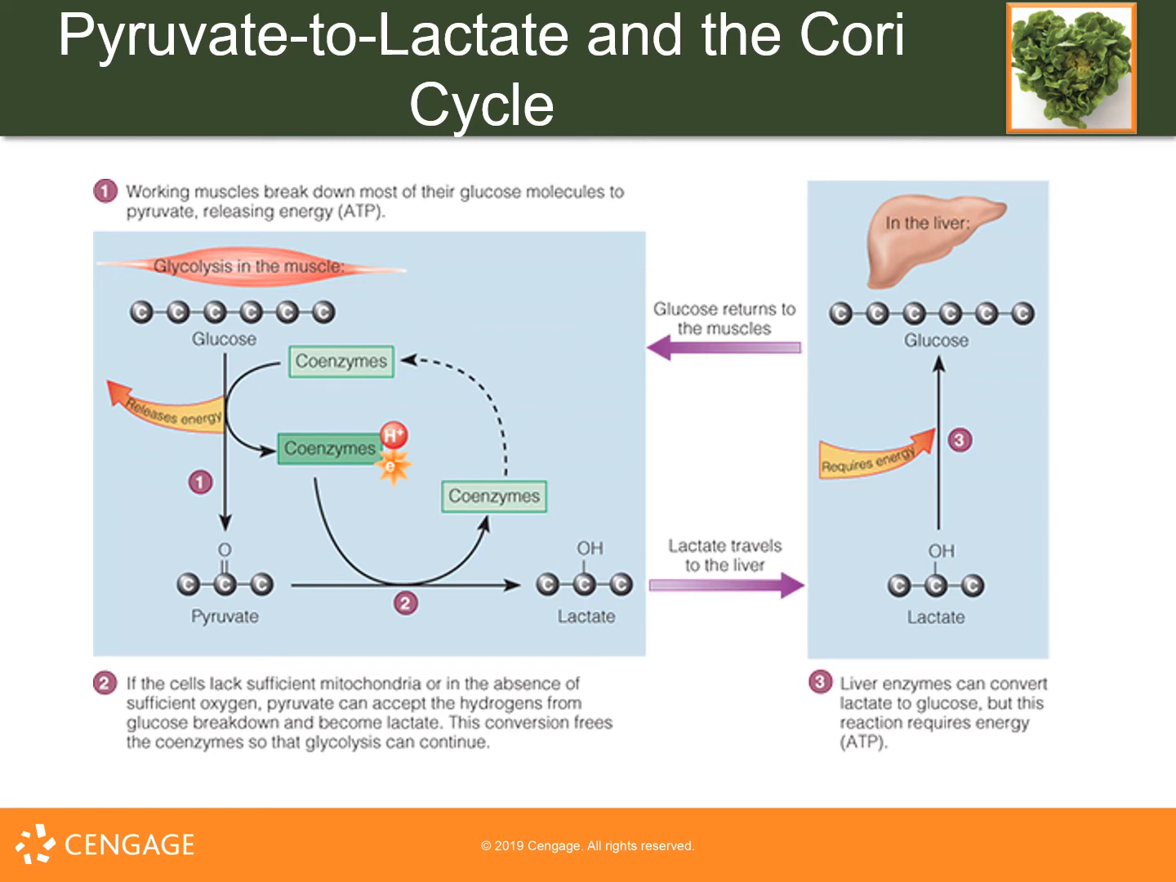Cori cycle is a recycling process where lactate is transported from the muscles to the liver, where it is changed back to glucose and then returned to muscles. The muscles cannot just convert lactate to glucose itself because it lacks the necessary enzymes.